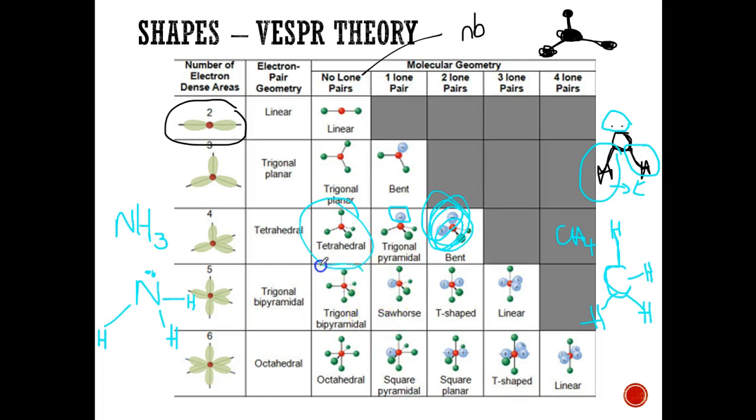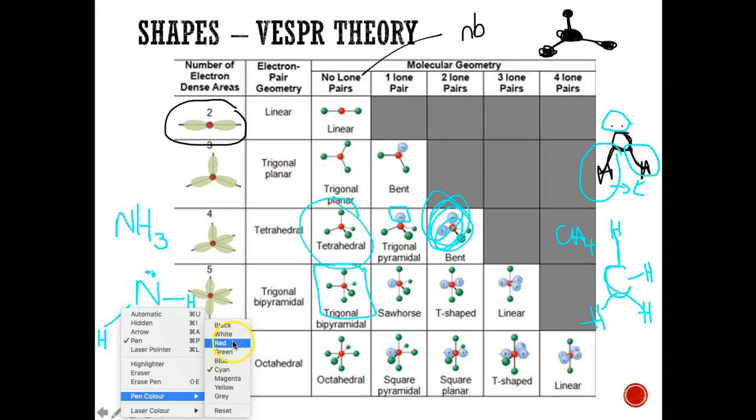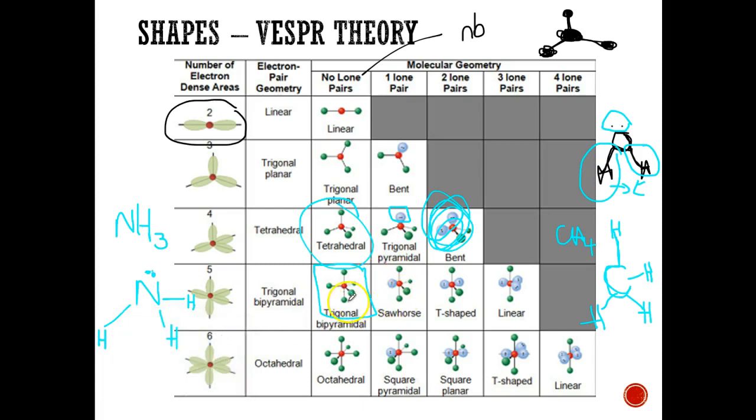If we've then got 5 regions of electron density, 1, 2, 3, 4, 5, we get what is called a trigonal bipyramidal shape, and that's basically you've got 3 atoms in the plane of the central atom, which are the ones you can see here. So that one, and that one, they're all in the same horizontal plane, and then you've got 2 vertical ones as well, that one and that one. So that's called trigonal bipyramidal.